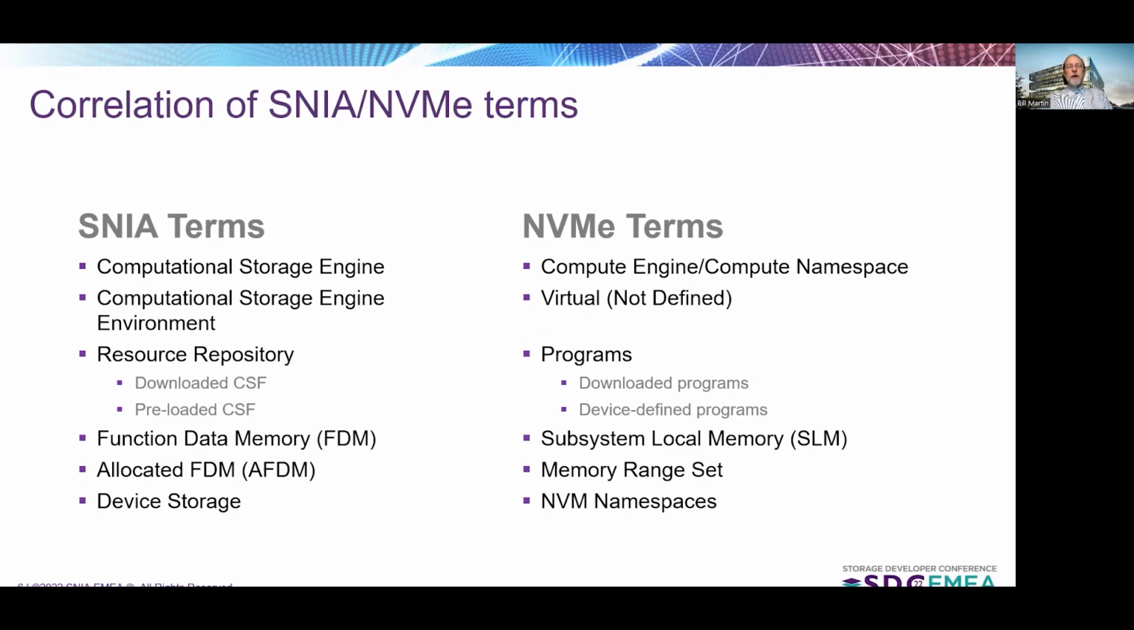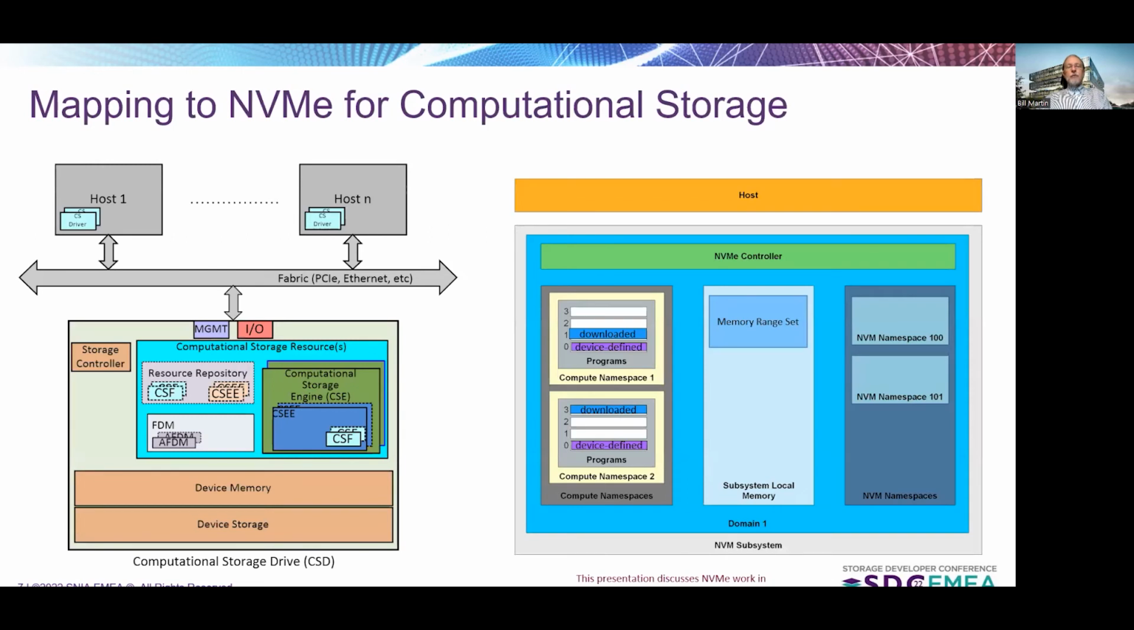Next, we have function data memory. This is the same as the subsystem local memory that exists in NVMe. The allocated function data memory is equivalent to something called memory range sets in NVMe. And on the next slide, we'll see that a little bit better. And finally, device storage in SNIA is the equivalent of the NVM namespaces. So let's look at that graphically.